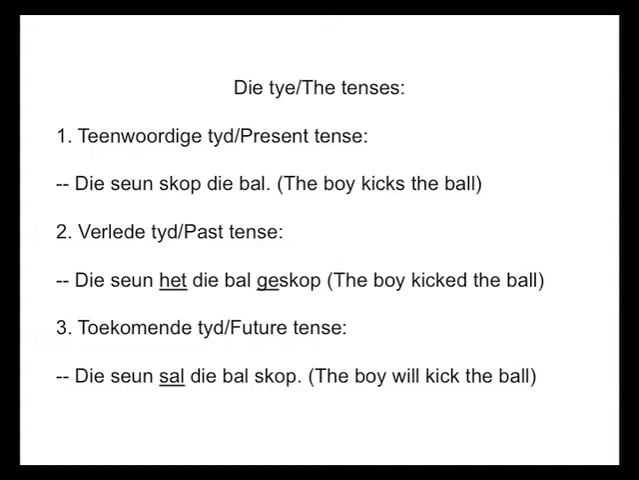So die toekomende tyd, the future tense, is the same sort of principle. You see the word sal is added, which means will, and the verb once again is moved to the end of the sentence, except it doesn't get a ge this time, it just stays the same. So it becomes die seun sal die bal skop. Literally, the boy will the ball kick. That's the general basic rule for any sentence in Afrikaans that you want to change to future tense. Okay, so going on to the last slide here.